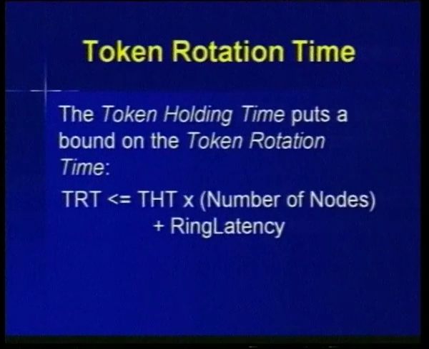If you look at this token holding time, you can see that it will put a bound on the token rotation time. Now how does that happen? The total token rotation time will be less than or equal to the THT, the token holding time, times the number of nodes. That is, each node holds it for THT amount of time. So THT times the number of nodes will give me the total time for which the transmission will take place, plus of course the ring latency. So this gives me the token rotation time.